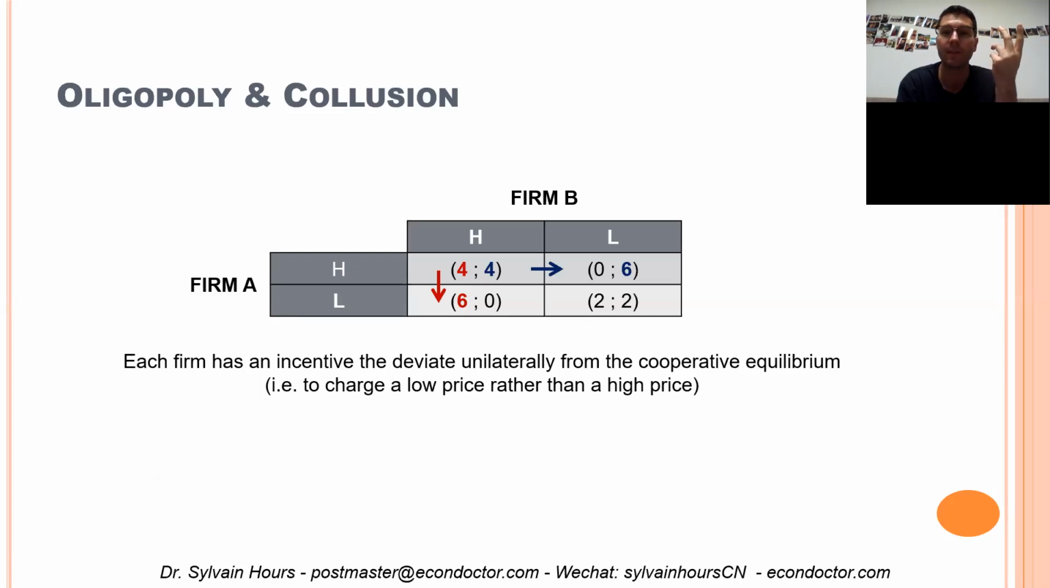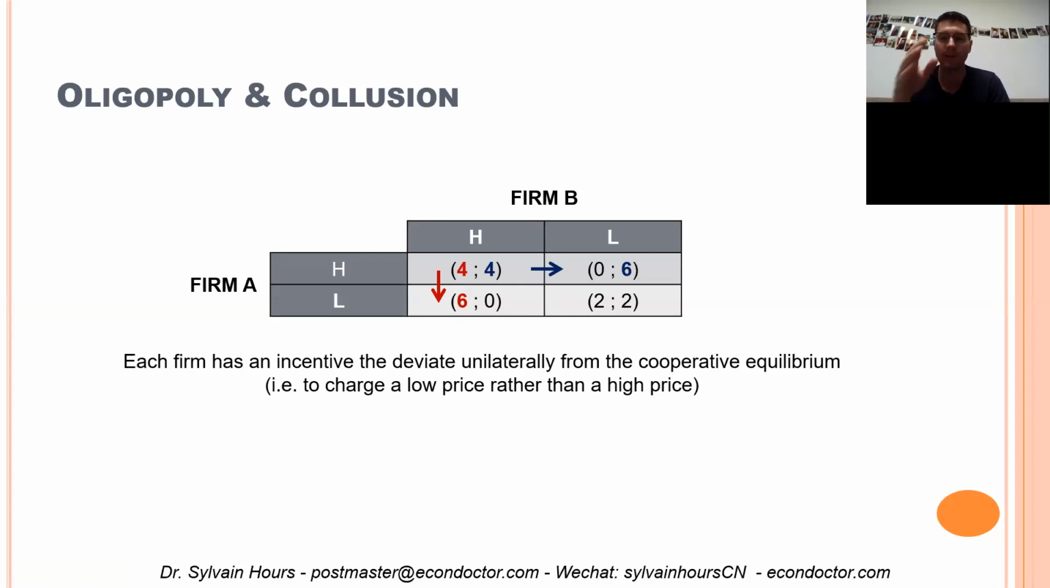And what do you think firm B is thinking? Exactly the same thing. Firm B anticipates that you are going to charge a high price because this is what you agreed yesterday. And it will think that, hey, if I charge a low price instead of a high price, I can get 6 rather than 4. So it's even better. So you see that this cooperative equilibrium, this agreement that we had yesterday in the restaurant, is not stable because each firm has an incentive to cheat. If we play the game only once, there is no way we will stick to this agreement.